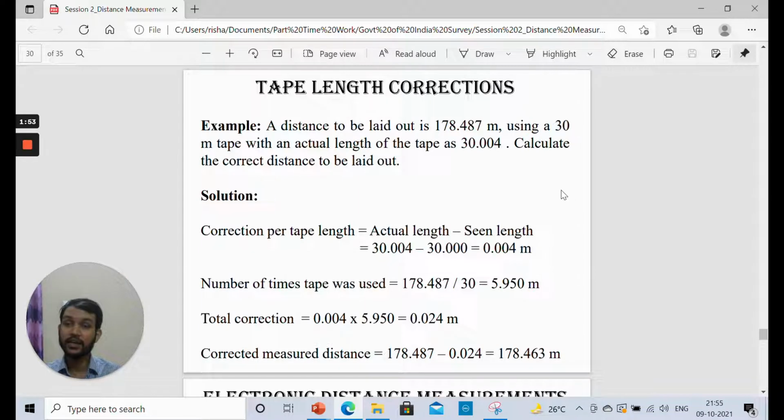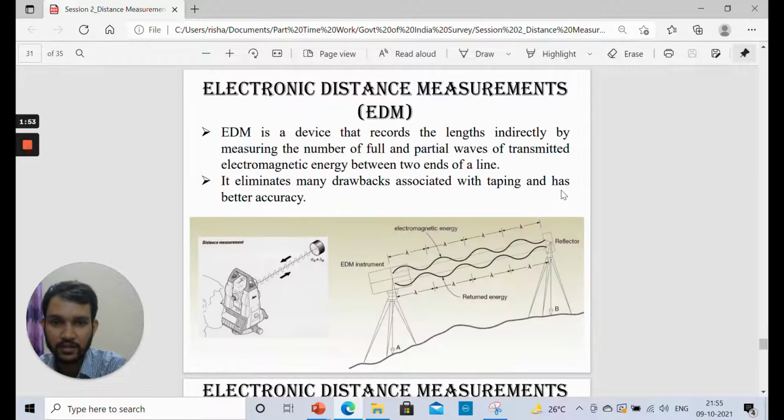Okay, so the corrected measured distance for this case will be 178.487 meter, the distance that you have to lay on the field. From that you need to decrease the value of 0.024 meter, and you will get the final correct measured distance as 178.463 meter. So this is how you can actually correct your readings on the field at the site itself, and it is very much important that you develop correct understanding of these methods.